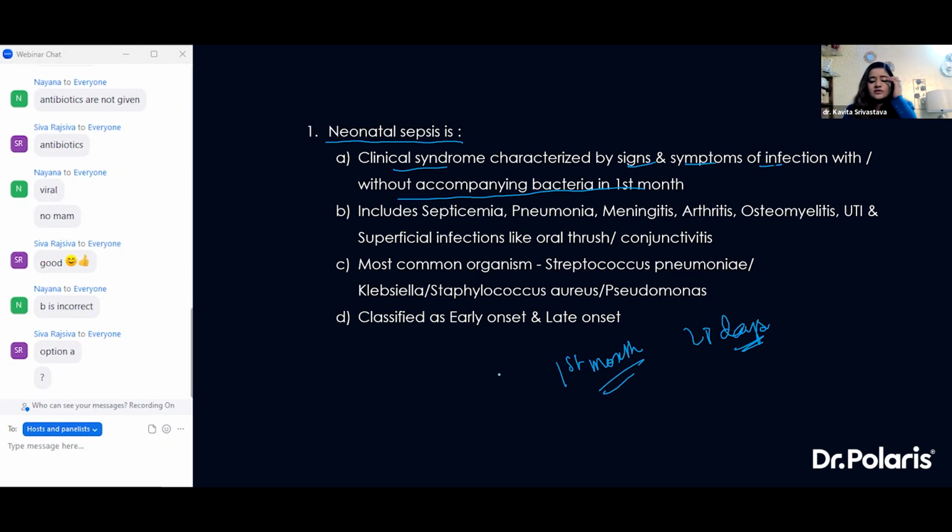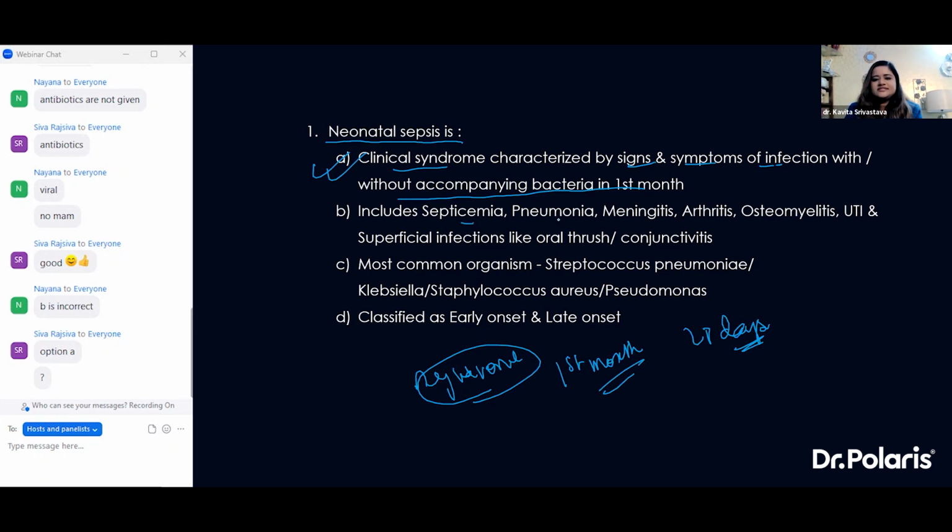Now, all of you must be having the doubt that although we know that the most common organisms are certain organisms like Staphylococcus, Klebsiella, why do we say without accompanying bacteria in the first month? That is because sepsis can happen in terms of any kind of mishandling of the baby. So we definitely treat it like a syndrome rather than a disease. Any kind of clinical features related to sepsis, if seen in a newborn, we will start to treat as neonatal sepsis. We don't want the sepsis to spread in the body. So we always take hold of the syndrome presentation in clinical sepsis rather than isolating the organism and then treating the infection like we do for older children. So it is a clinical syndrome characterized by signs and symptoms of infection without accompanying bacteria in the first month.